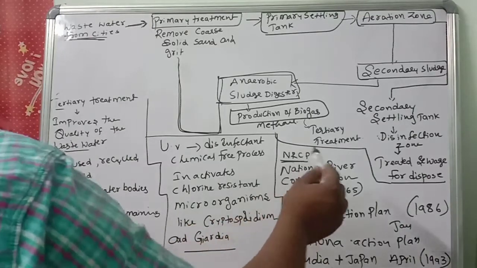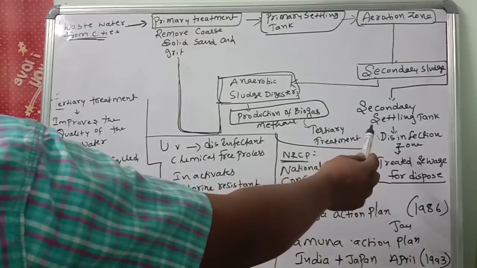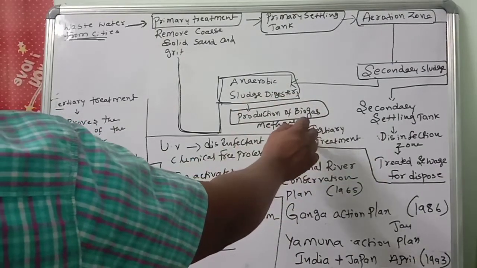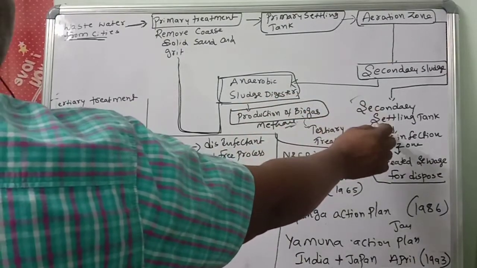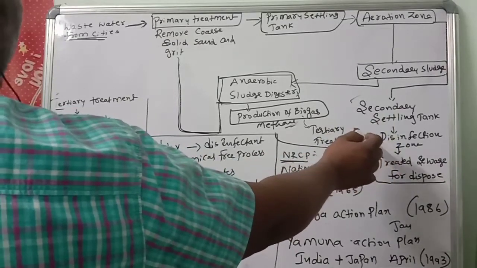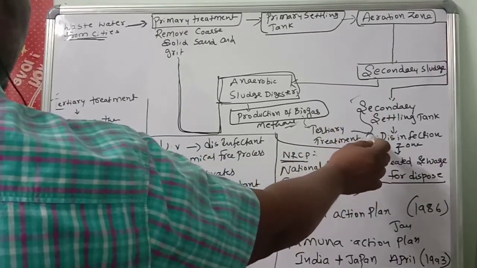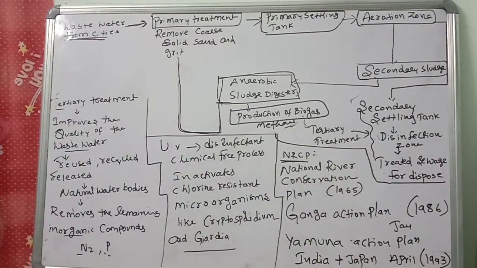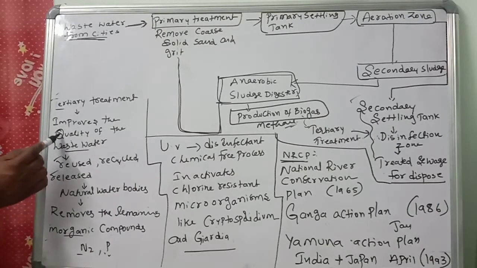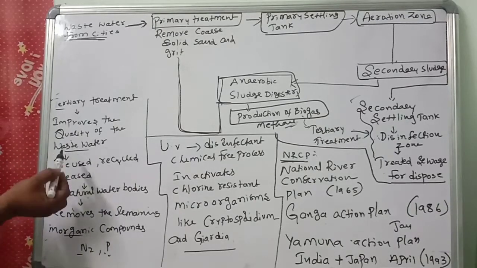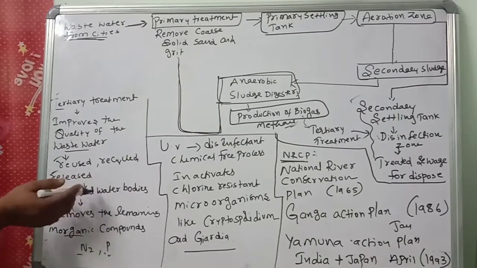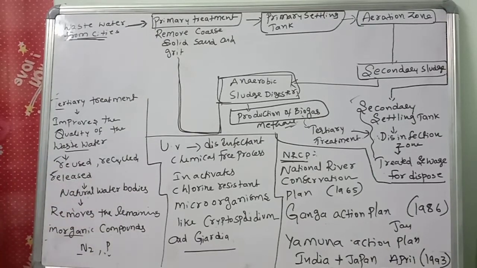So what happened? The anaerobic sludge digester produces some biogas, and then the secondary settling tank and the disinfection zone. This is called tertiary treatment, and then the treated sewage is disposed. Tertiary treatment improves the quality of wastewater, which is reused, recycled, or released to natural water bodies.